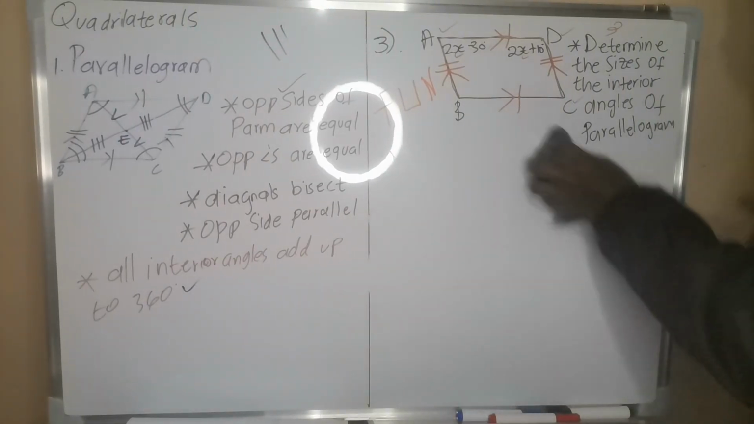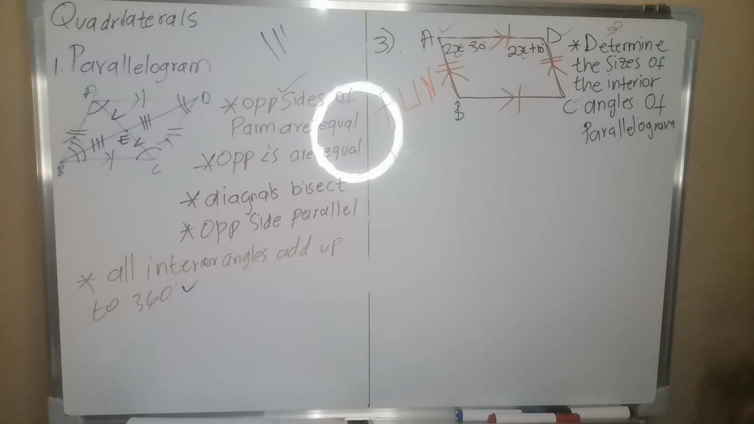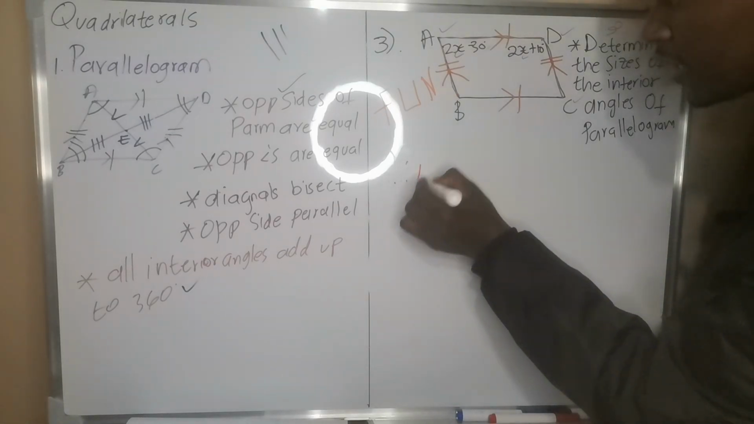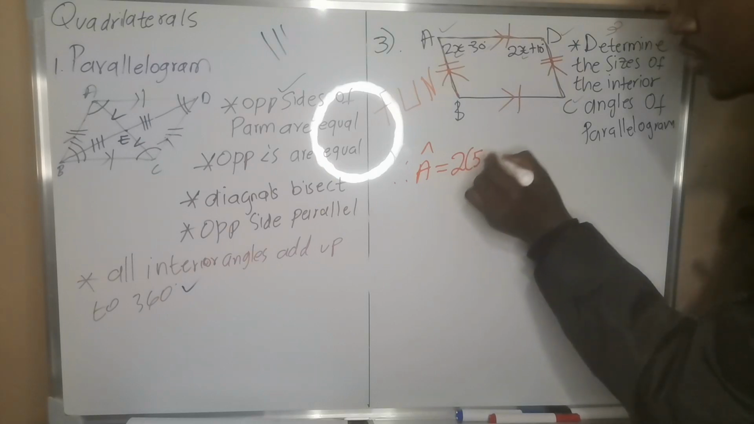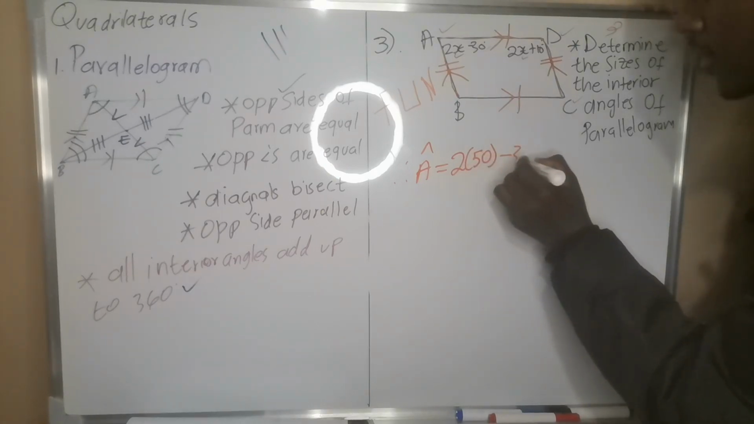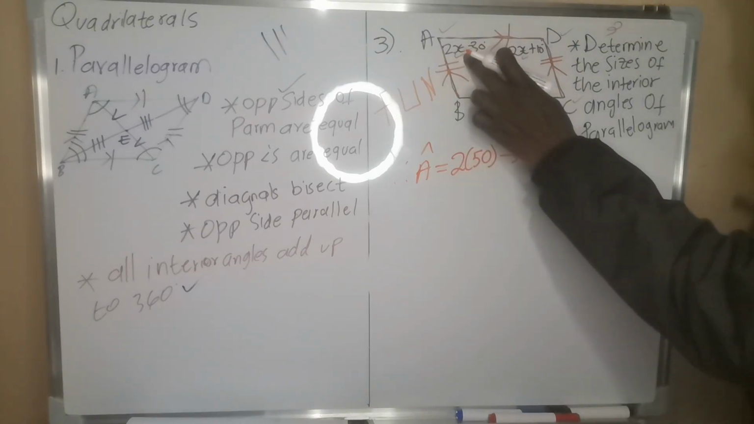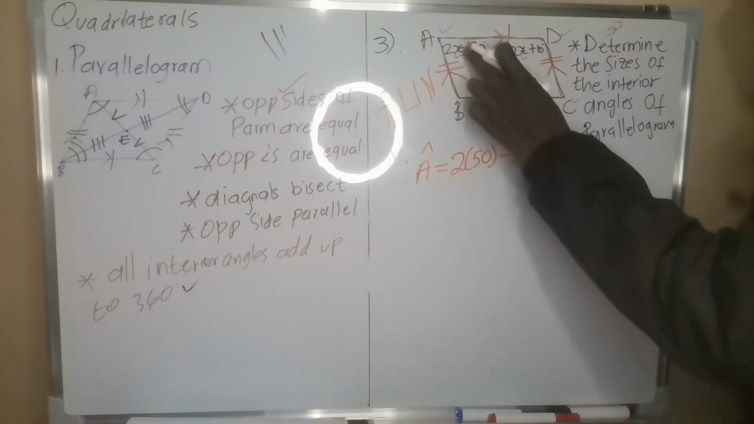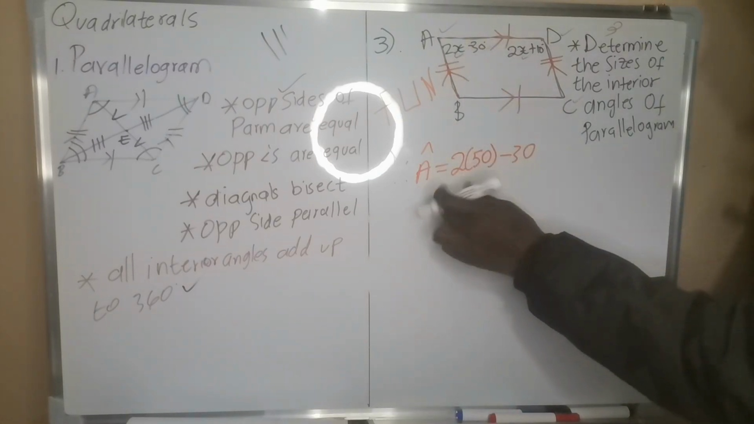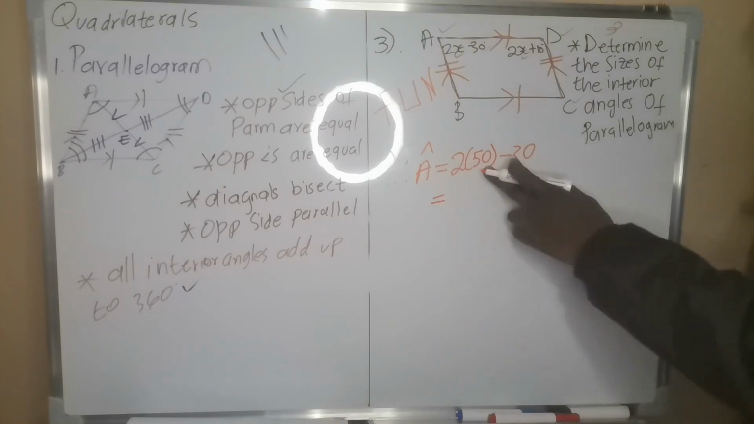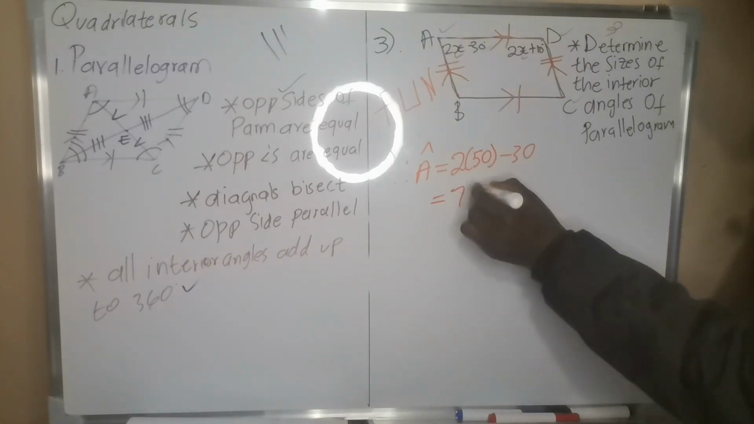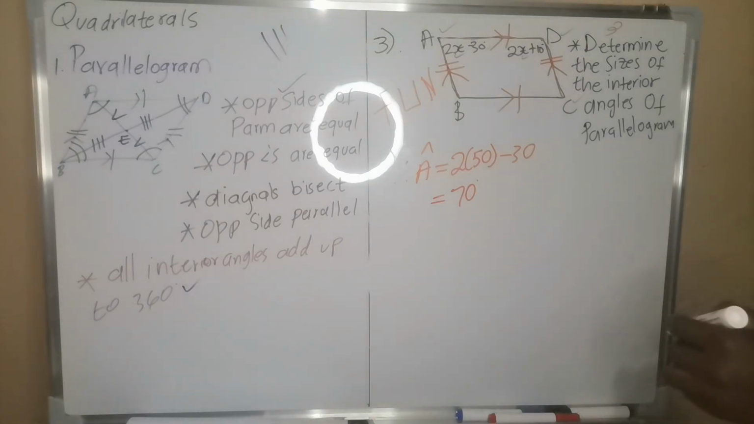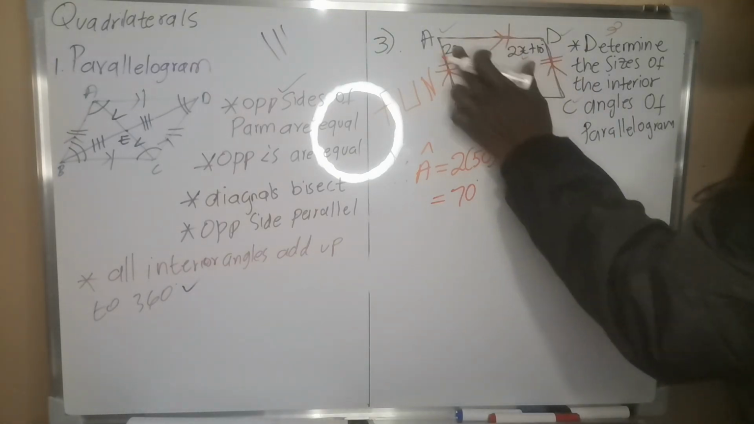We just found x and you need to find all interior angles. So now, angle A is equal to 2 times 50 minus 30. Remember, we just found x here. You just substitute it. Where you see x, we put in 50 to find angle A. 2 times 50 is 100. 100 minus 30 is 70 degrees. That's the value of angle A, 70 degrees.